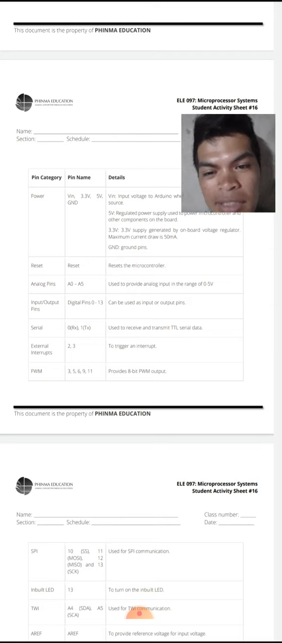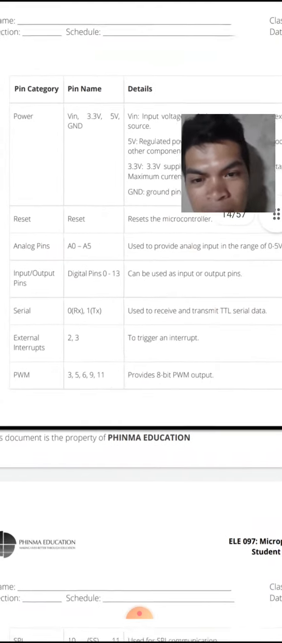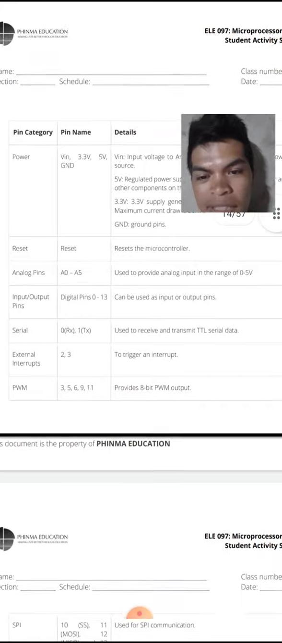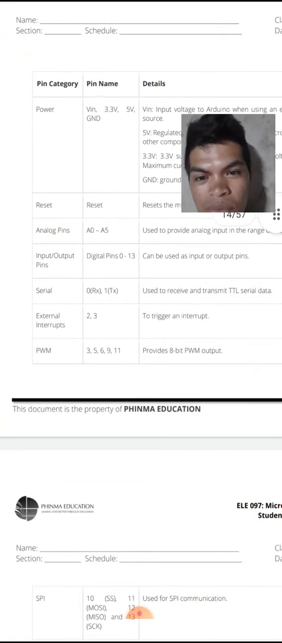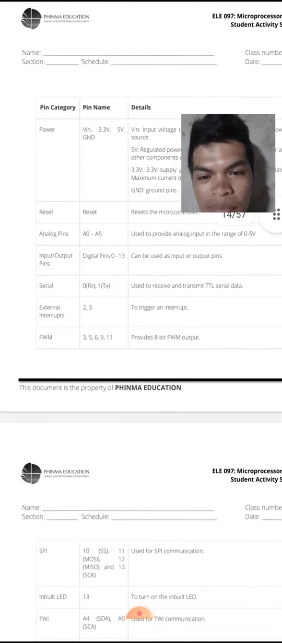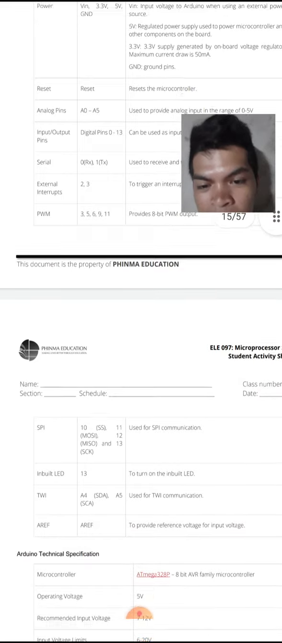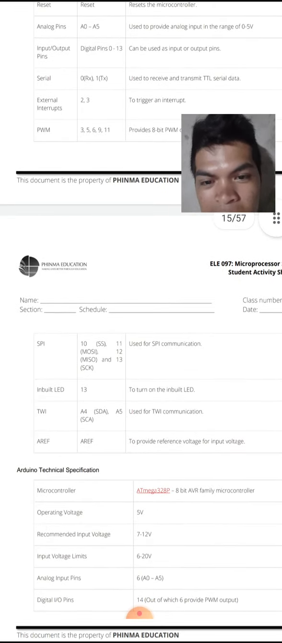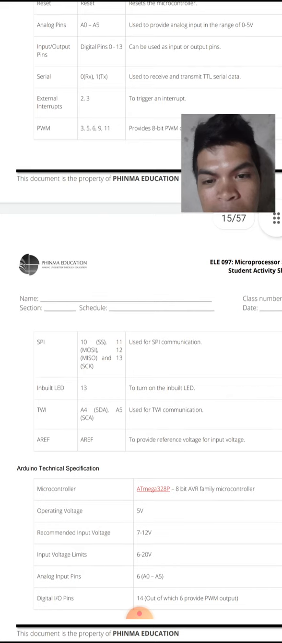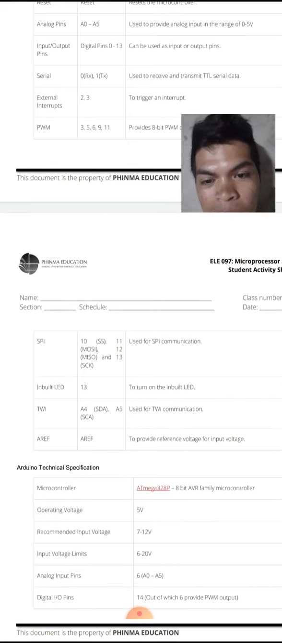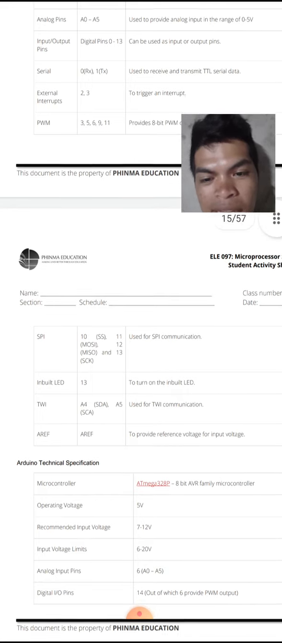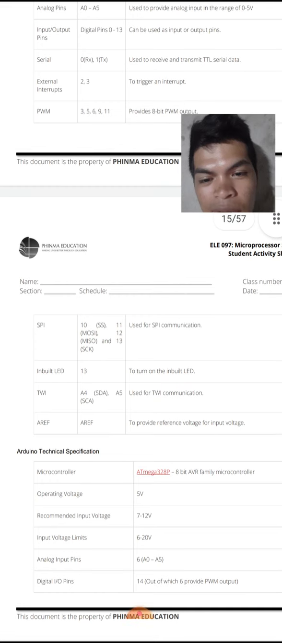0 or RX, 1 or TX, 2, 2 or 3, 3, 5, 6, 9, 11, 10 or SS, 11 or MOSI, 12 or MISO, and 13 or SCK, 13, A4 or SDA, A5 or SCL, and AREF.